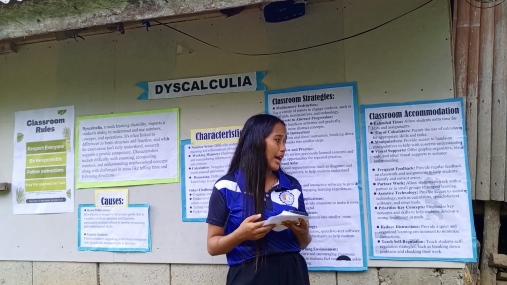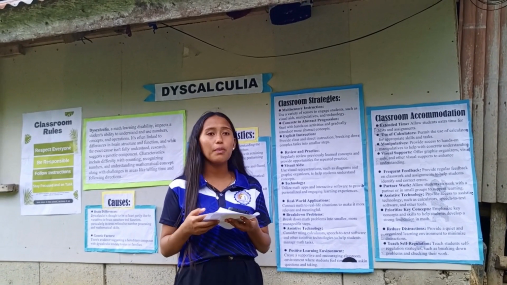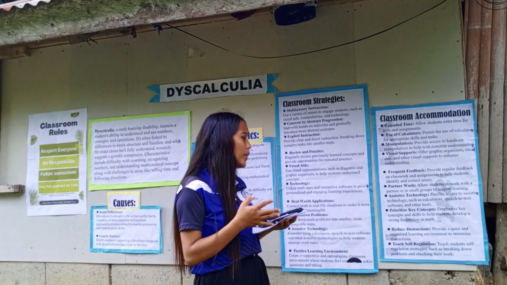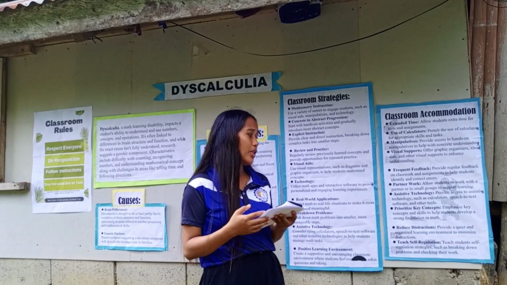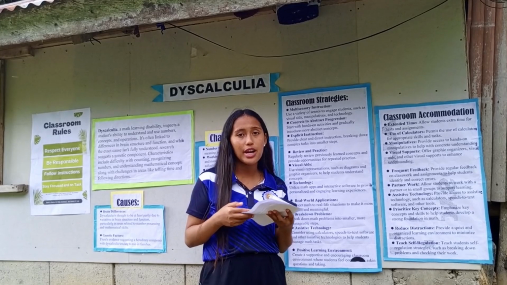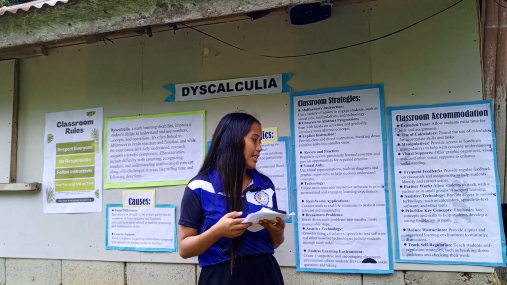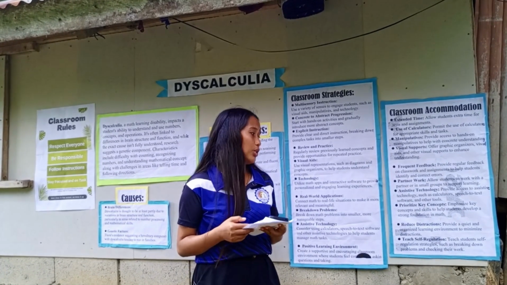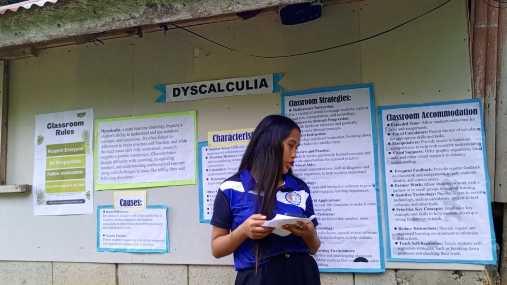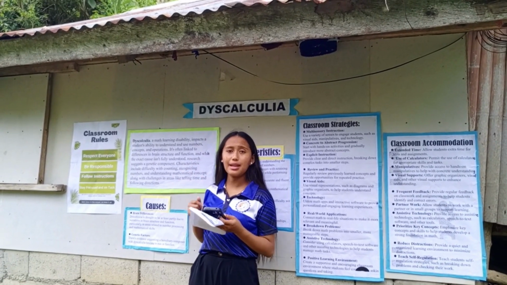So next is prioritize key concepts. So you need to emphasize key concepts and skills to help students develop a strong foundation in math. So next is reduce distraction. So this instruction provides a quiet and organized learning environment in order for the students to focus on their activities or to do their tasks. So next but not the least is teach self-regulation. So you need to teach students self-regulation strategies such as breaking down problems and checking their work. So at this moment, we are done discussing what dyscalculia is.